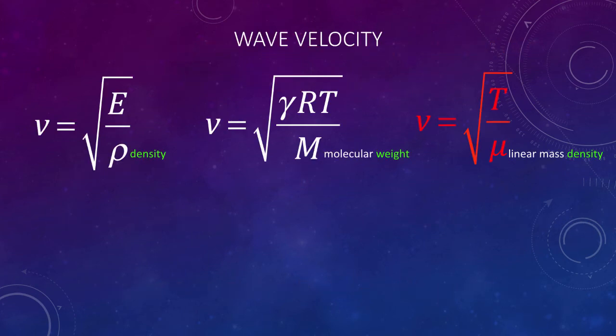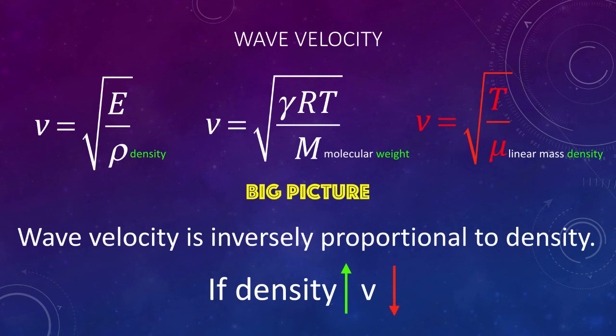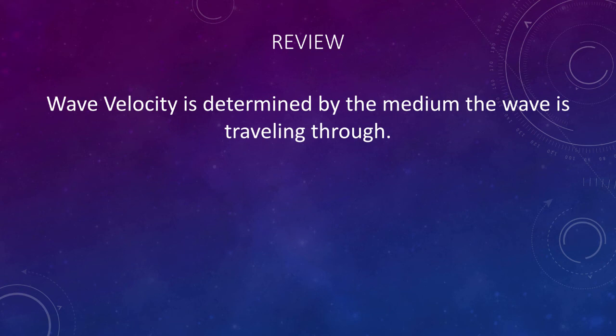If you were observant, you may have noticed one common thread in all of these equations for velocity. Density or weight was in the bottom of all the equations. So with this information, we come up with one final big picture. Wave velocity is inversely proportional to density. The denser an object, the slower a wave will travel through it. This applies only to mediums that are similar, that is, for comparing solids or for comparing gases, but not for comparing solids to gases.